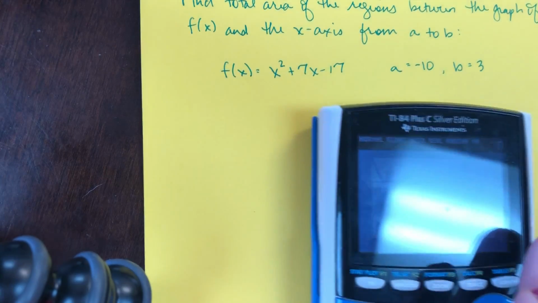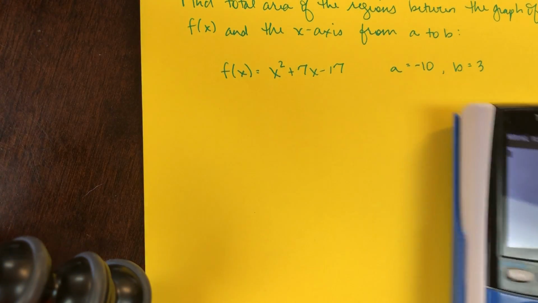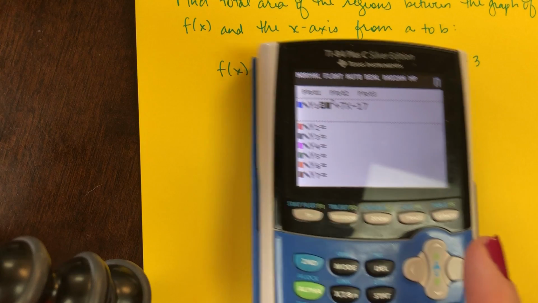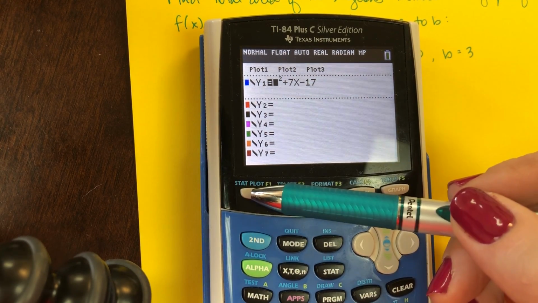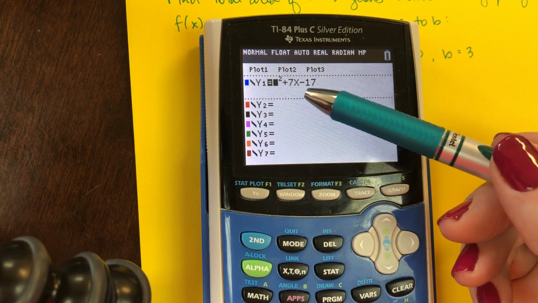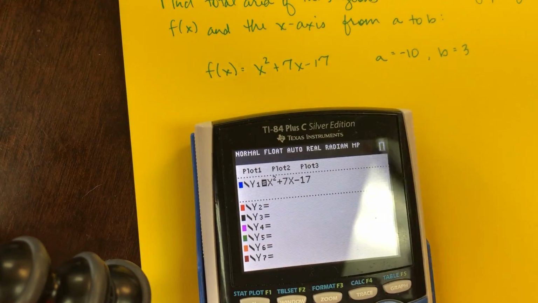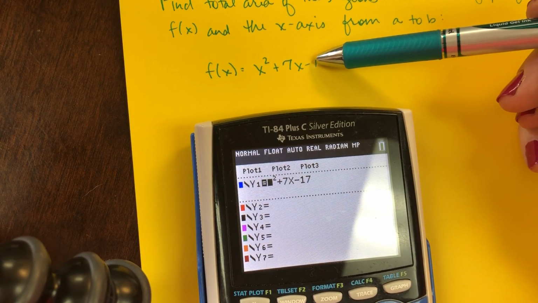So the way we have to do this is, first thing, we're going to use the calculator a lot in this scenario. And the first thing we want to do is go to Y1, hit your Y equals key, and enter the given equation. All right, so we've got x squared plus 7x minus 17.